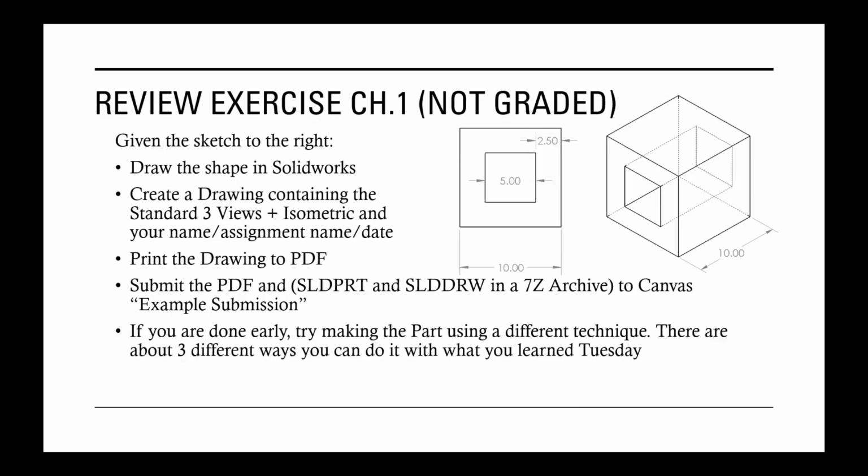Generate a PDF of the total drawing and save and submit the PDF as well as a zip file or 7Z archive containing all of the SOLIDWORKS files created as part of this process, therefore an SLDPRT of the part and SLDDRW of the drawing, and save those two files, the PDF and the archive, to Canvas in the example submission file, or correction, the assignment file.